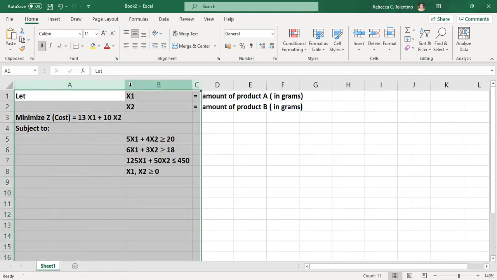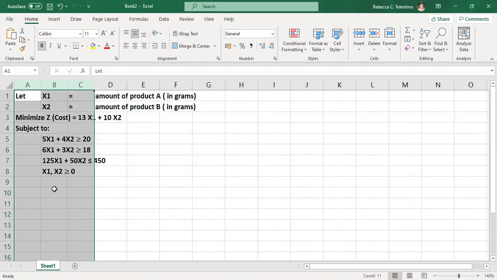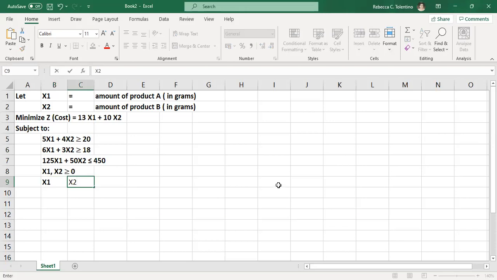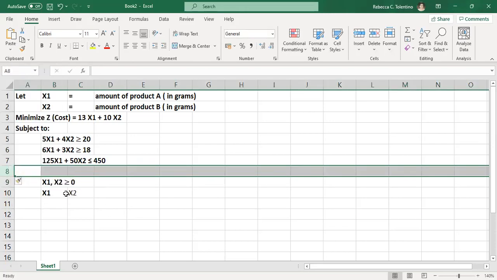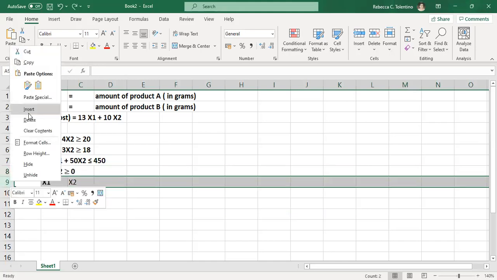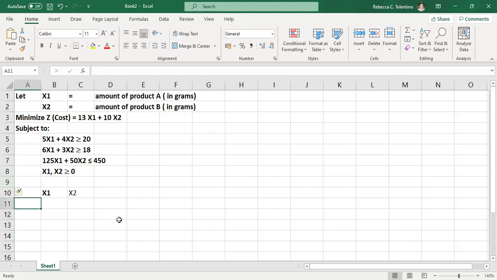columns for x1, for x2, and rows for Z, for calories, for carbohydrates, and for protein requirements. So I'm using this column for my x1, and this will be for x2, because we have to leave one blank row. And then for the Z, I'm just entering all the numerical coefficients.